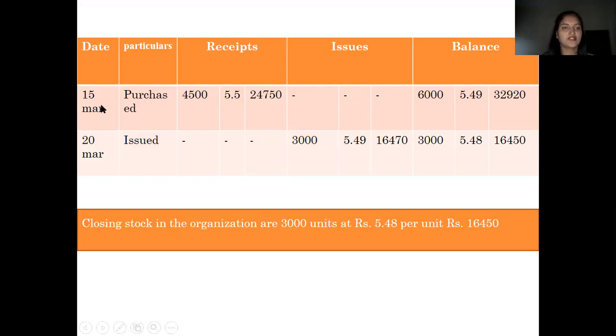On 15th March, we have purchased 4,500 and the cost per unit is 5.5, amounted to 24,750. Immediately after that, you need to go for the balance. You have to add that. You will be getting 6,000, the same cost per unit. See here.